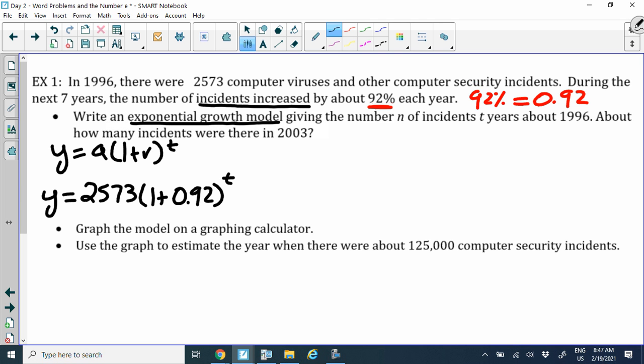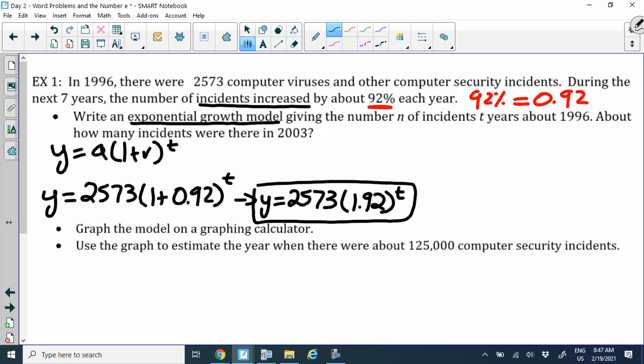Now, we do want to simplify this, so we did simplify it here. This will be y equals 2,573 times 1.92 to the t power. So that's going to be our growth model. Now, our next thing it says about how many incidents were there in 2003, okay?